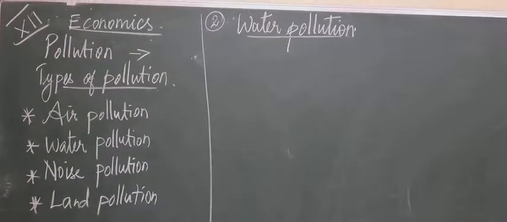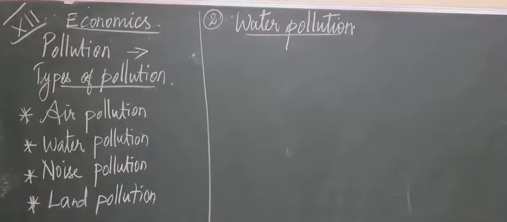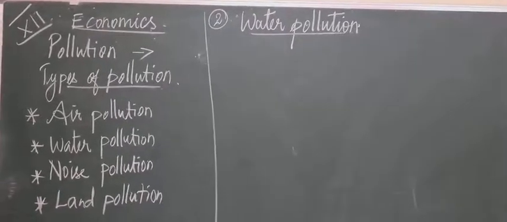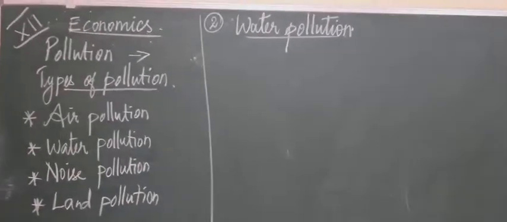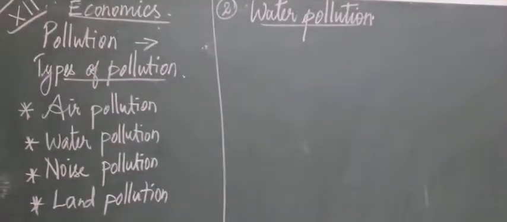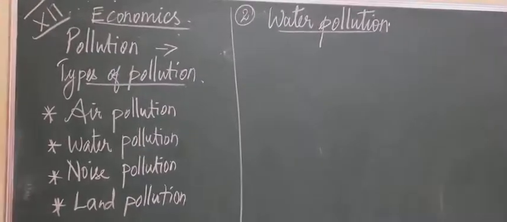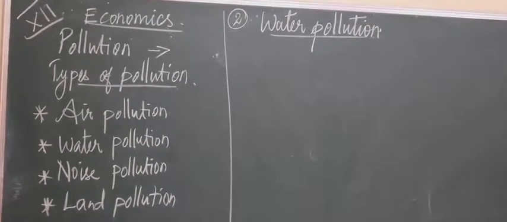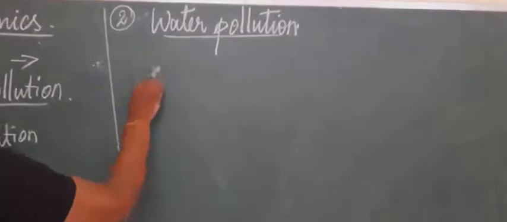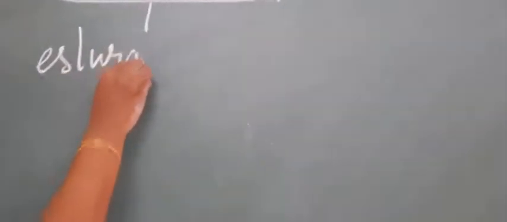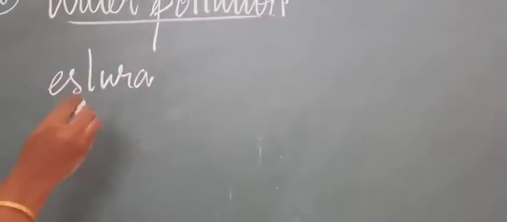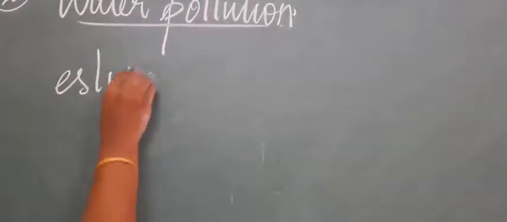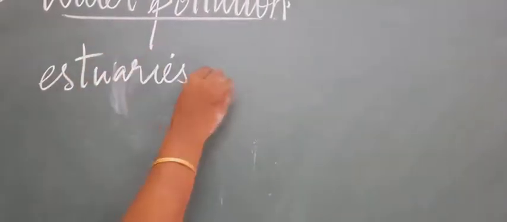What do you mean by water pollution? The introduction of a substance in the environment, in the marine environment, not only the marine, also the water bodies, marine environment, including the estuaries. What do you mean by this? The meeting point of the river to the tide.